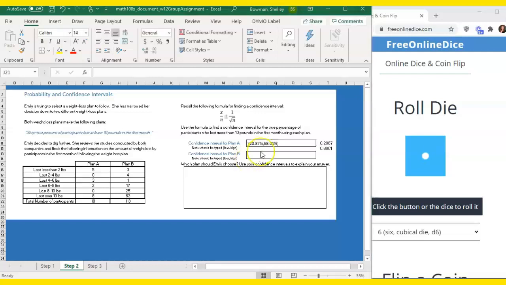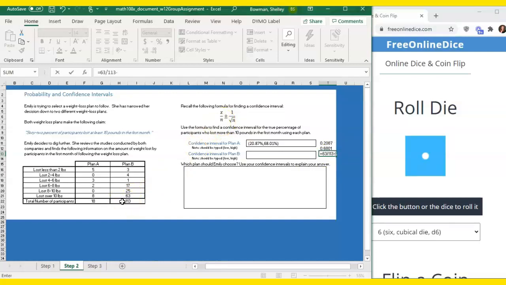Now we're going to do the exact same thing for the confidence interval for Plan B, except we're going to use the numbers over here for Plan B. So the number that we're interested in is those who lost more than 10 pounds, same as before. So I'm going to use this one, 63. And again, I'm just going to do my calculations over here. So I'll do equals, and I'm going to type in 63 divided by the n, the total number. So type in 113.